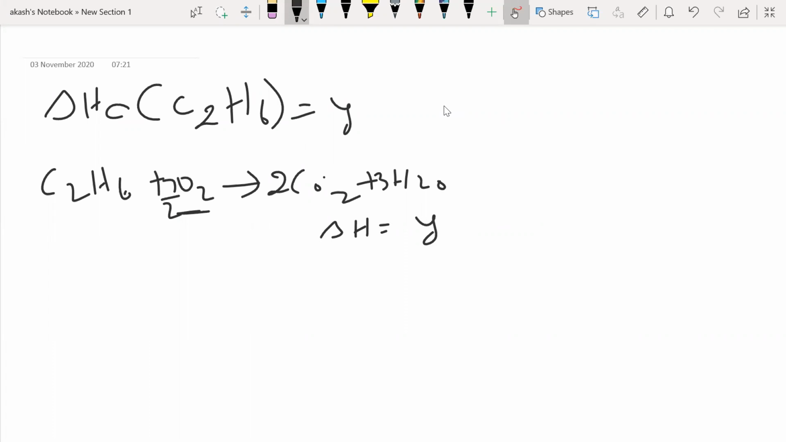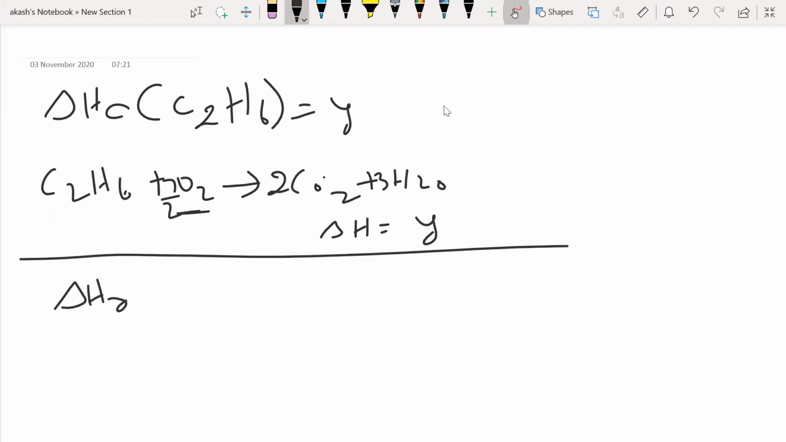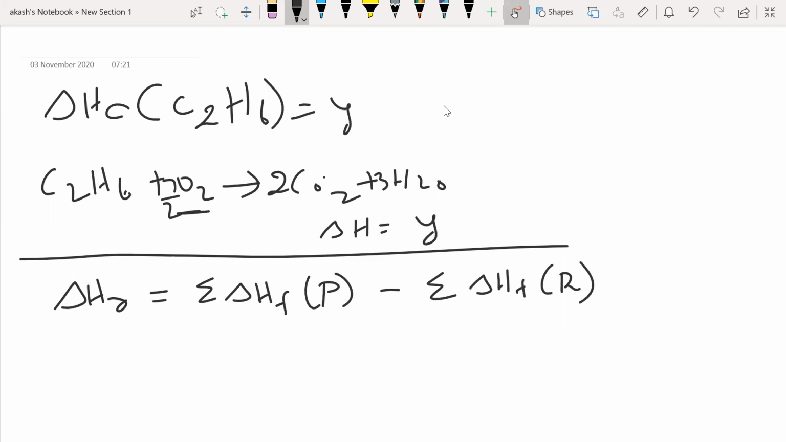So first we'll write in terms of enthalpy of formation. This is how we write, people. So I have delta HR. Delta HR, if I write, that is the enthalpy of the overall reaction. So delta HR is equal to total sigma. When I put sigma, it's total. So sigma delta HF of products minus sigma delta HF of reactants.